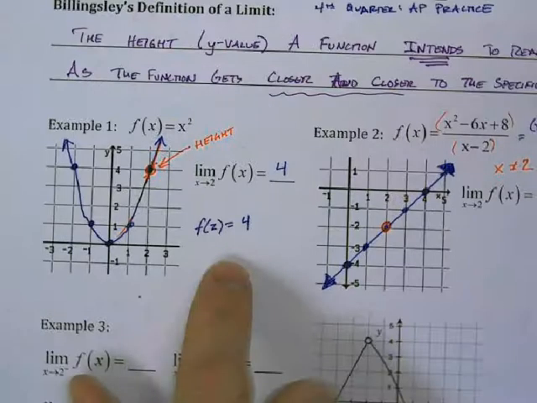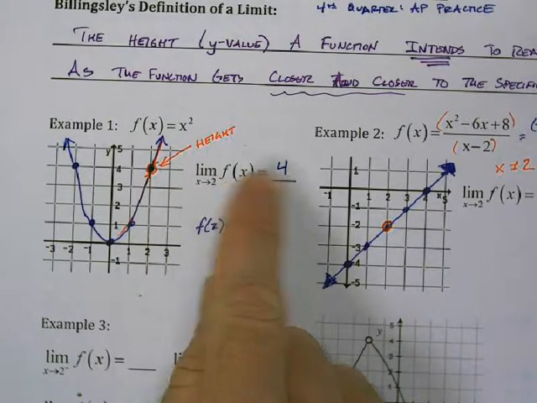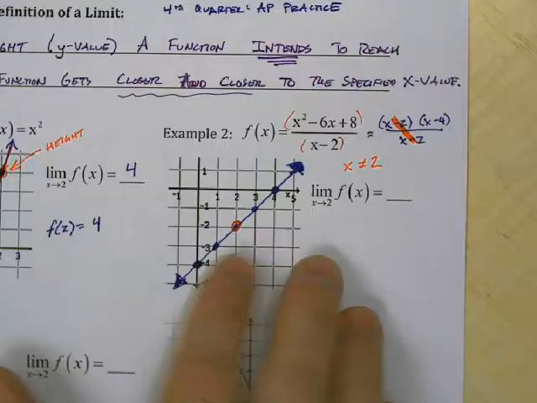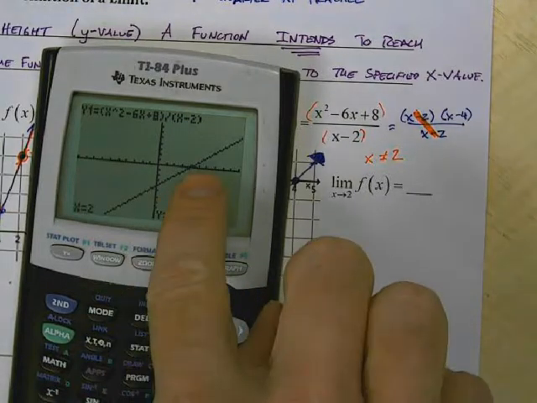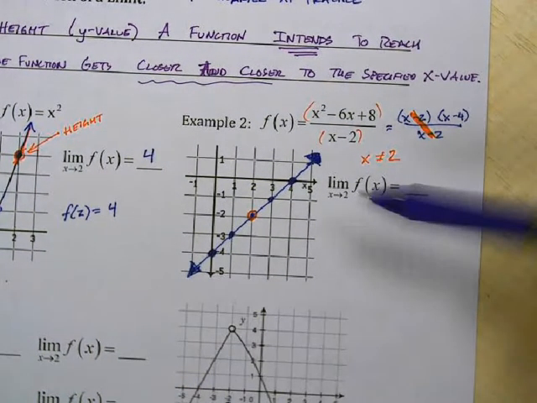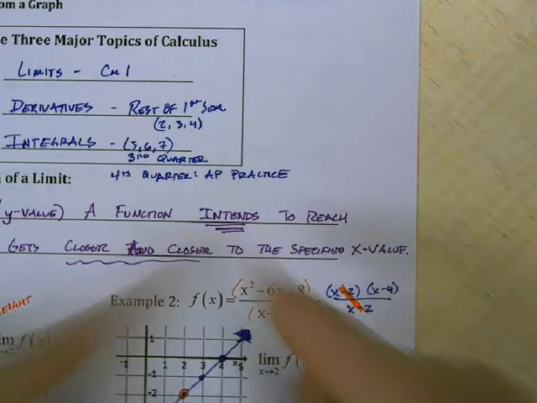In this first one, when it said the limit as x goes to 2 of the function is 4, that happened to be the exact same thing as f of 2. Well, if I tried to do f of 2 on this one, it's non-existent. There's a hole there at 2. The function can't evaluate 2. But the limit as x goes to 2, again, what does it intend to reach as I get closer and closer to 2?